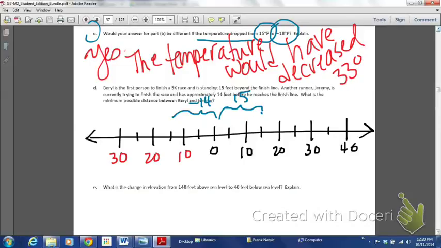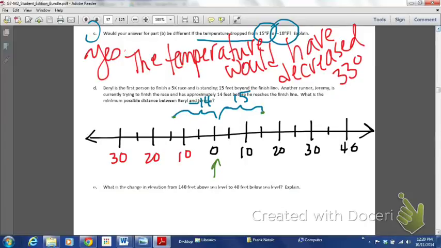Okay, this next problem, D, says Beryl is the first person to finish a 5K race and is standing 15 feet beyond the finish line. I just went ahead and put Beryl right over there. It's about 15 feet beyond the finish line. The finish line right here is 0. Another runner, Jeremy, is currently trying to finish the race, and it's approximately 14 feet before he reaches the finish line. So there's Jeremy right there at about negative 14.